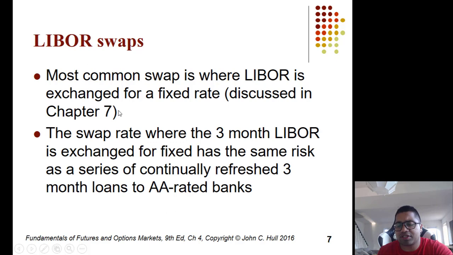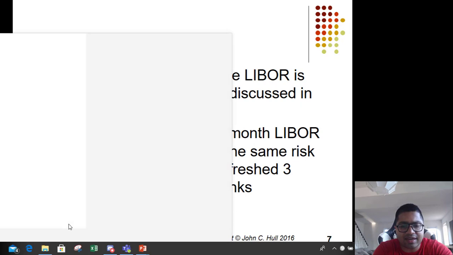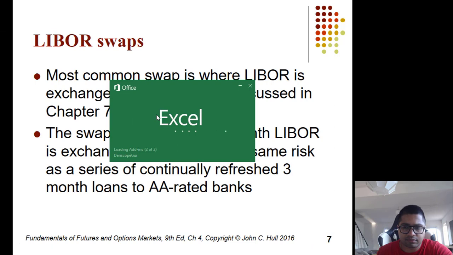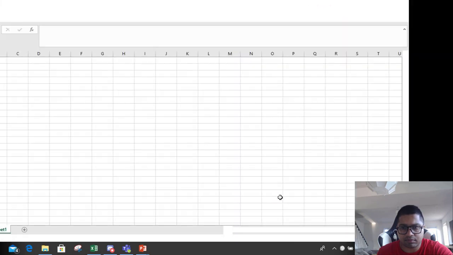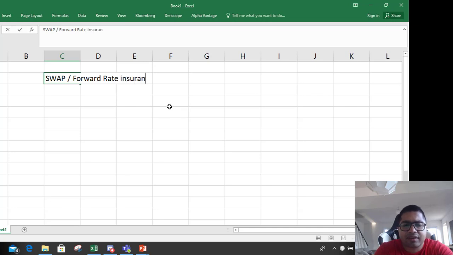Now you have to understand what a swap is. So I'm going to discuss it in an Excel sheet because it's a little bit difficult to understand and the book doesn't do justice to it. So let it open. So what is a swap? These are also called forward rate agreements when you are discussing interest rates. So what does that mean?